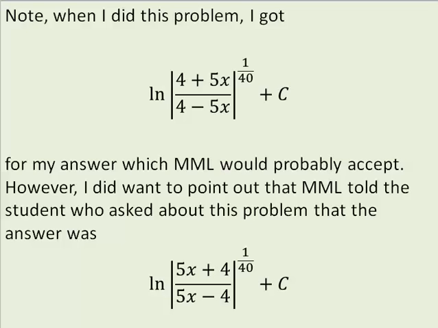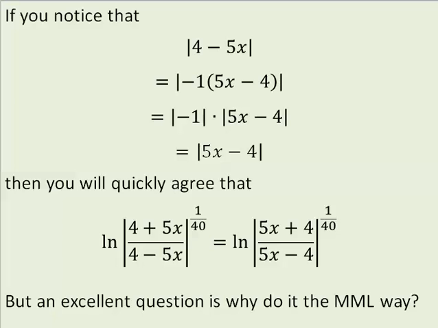However, I did want to point out that MML told the student who asked me about this problem that the answer was this. You might not readily see that these two answers are equivalent. But if you notice that 4 minus 5x, because we're dealing with absolute value, 4 minus 5x in absolute value is equal to, in absolute value, 5x minus 4. And you can agree that the two are equal. But why did my MyMathLab switch it around like this? Well, this could be one reason.